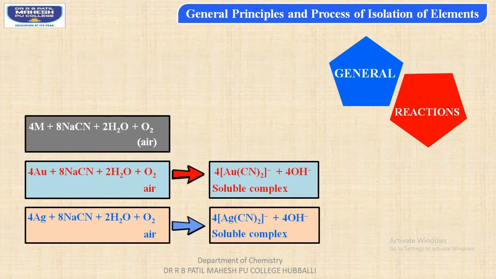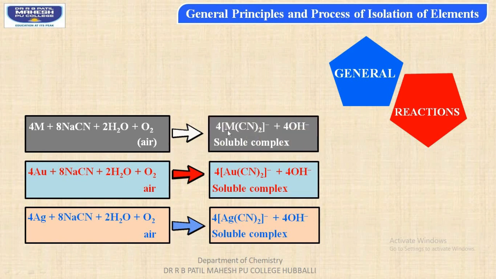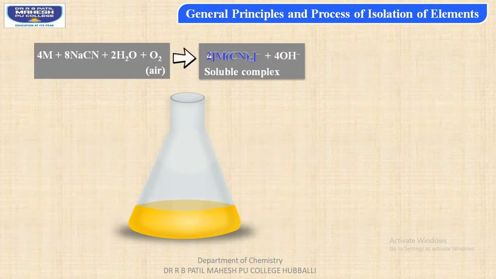Now students, in general, when metal M is reacting with sodium cyanide as a leaching agent in presence of water and atmospheric oxygen, it forms a metallic cyanide complex which is soluble in the water. Along with this, 4 moles of hydroxyl anion are formed, and the metallic complex which is soluble in nature is present in the solution state.